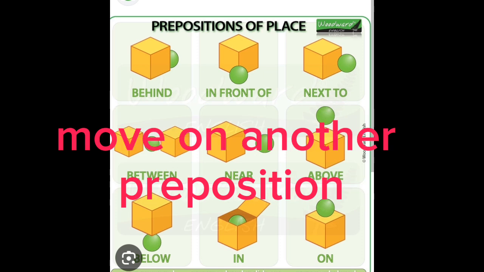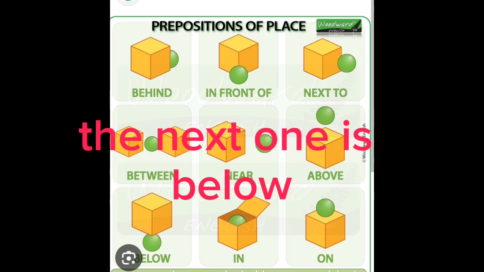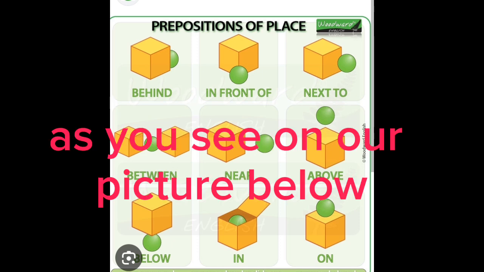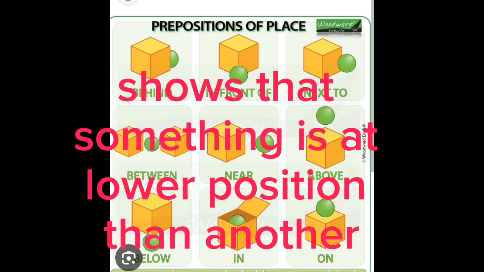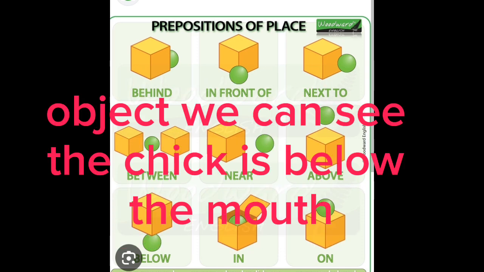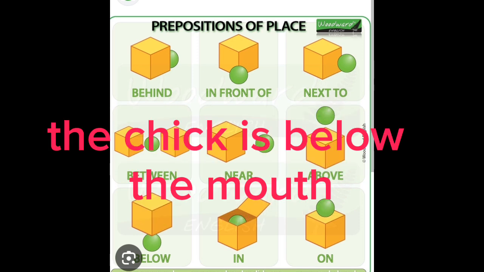Let's move on to another preposition. The next one is below. As you see on our picture, below shows that something is at a lower position than another object. We can say the cheek is below the mouth.